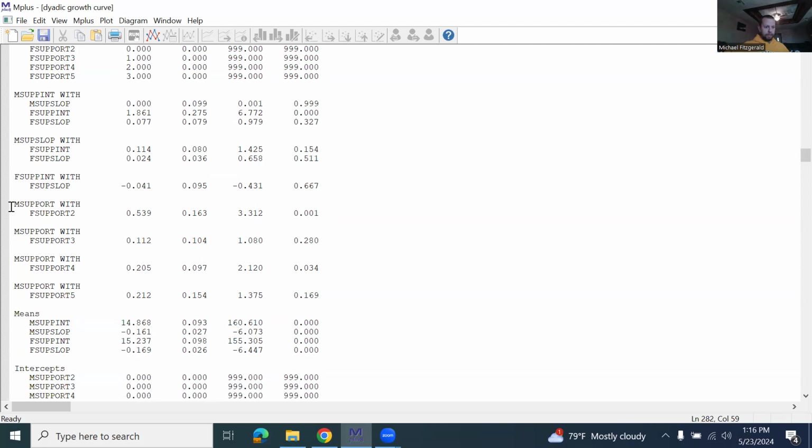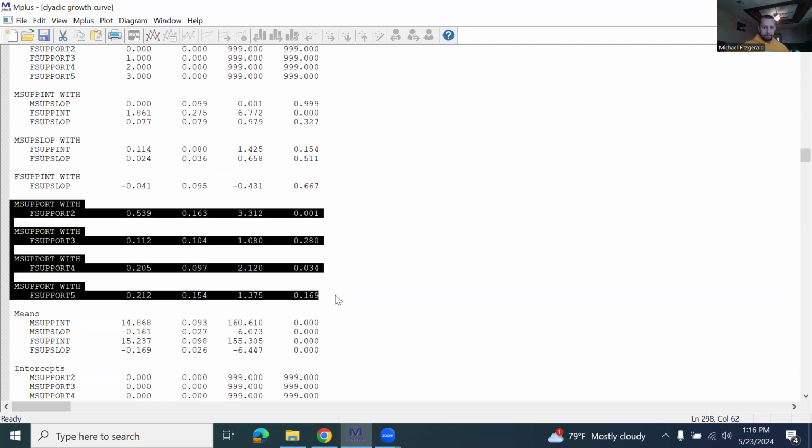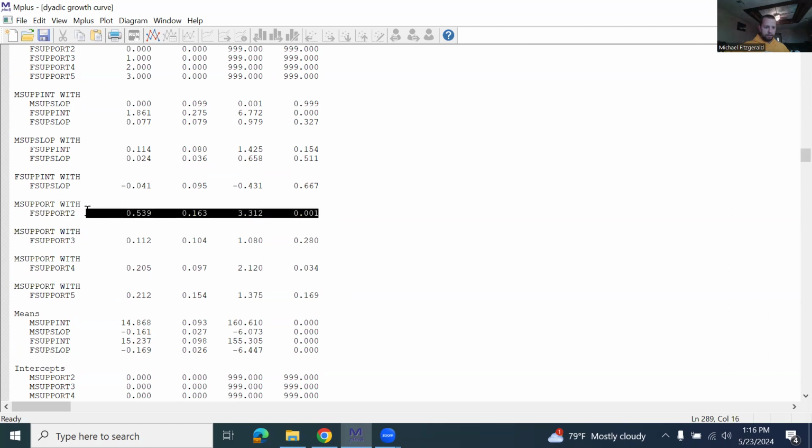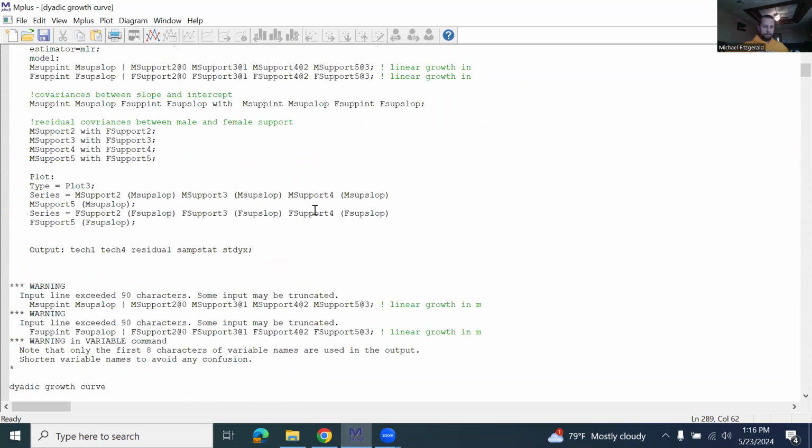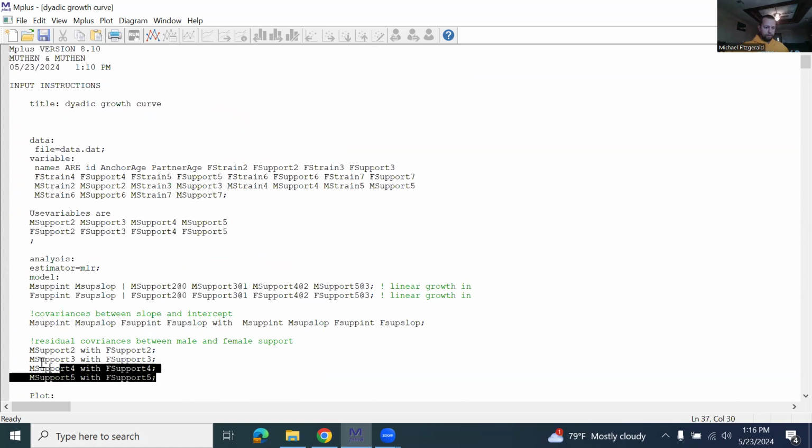All right, so looking down here, we have a few other ones that are maybe significant in terms of the covariances between male and female reports. And so male support and female support were correlated at wave 2 together at 0.001. So again, these are the correlations that we specified up here. That's these guys right here, all right?